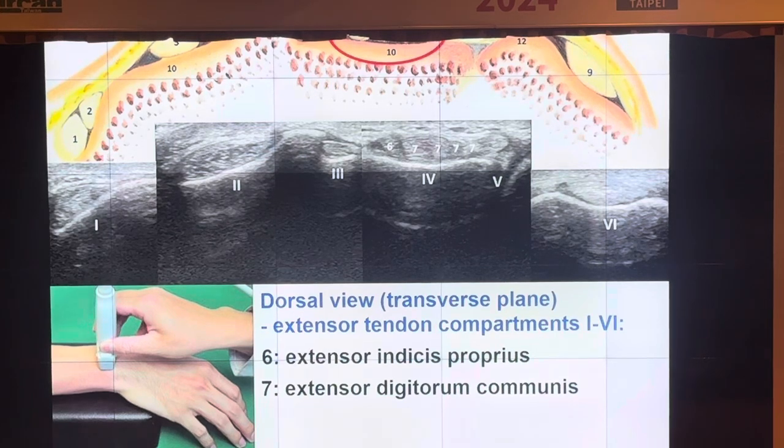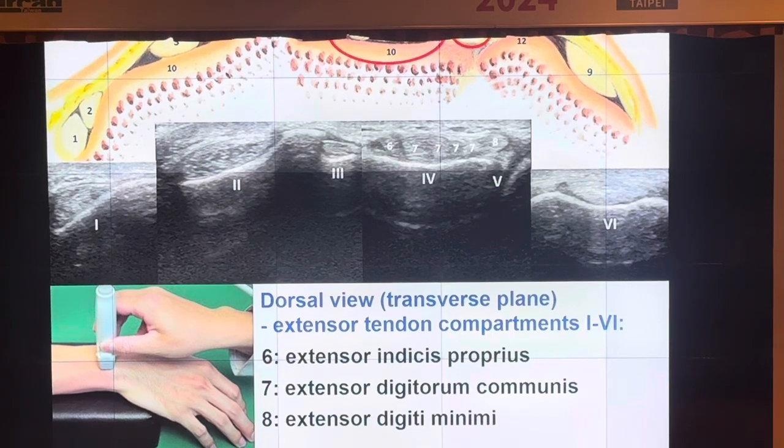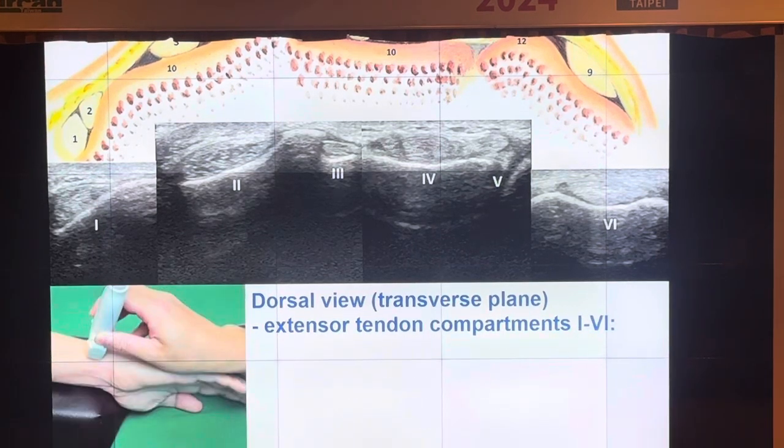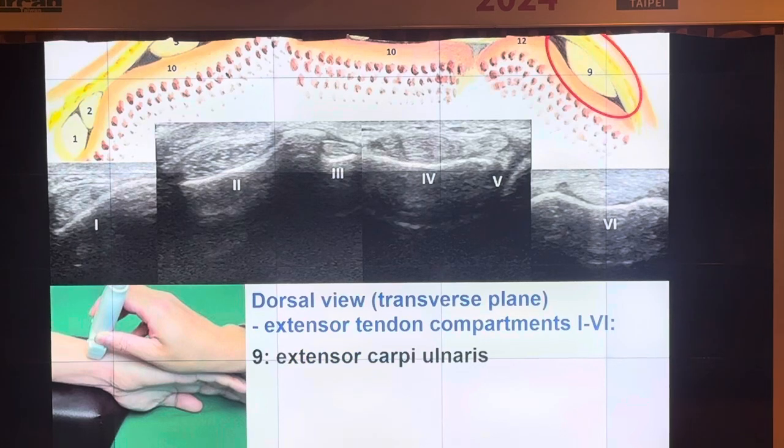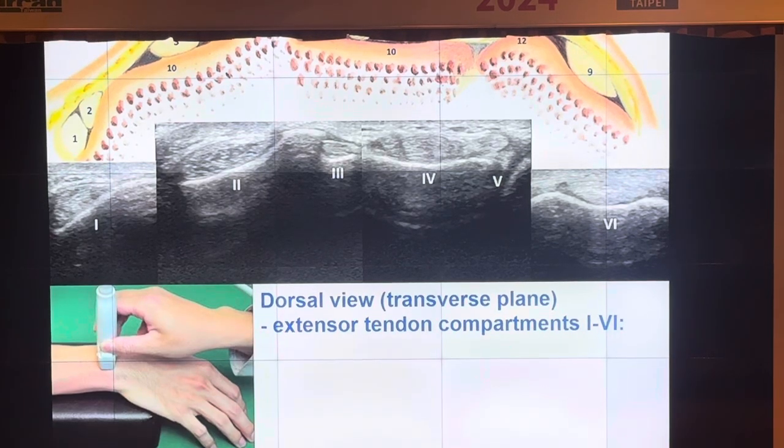On top of the distal radioulnar joint is another tendon. The tendon is very small, which is the extensor digiti minimi. And the one on top of the distal ulna is the extensor carpi ulnaris. If you want to have a better image of the dorsal extensor tendons, it's better to start at the level of the distal radius.